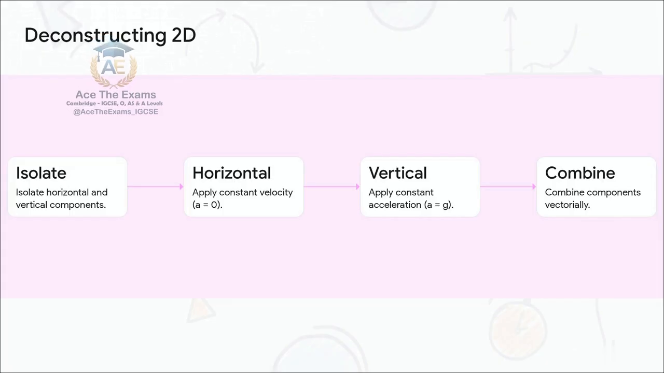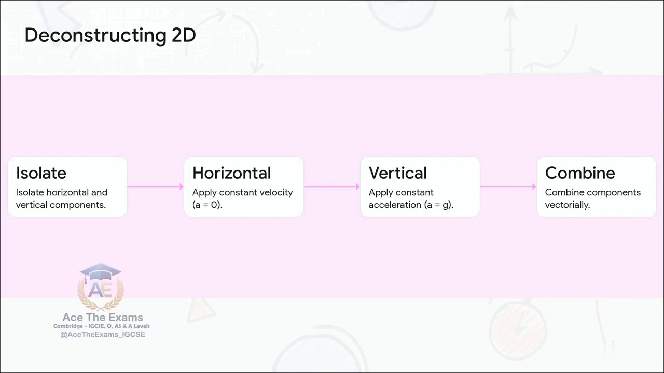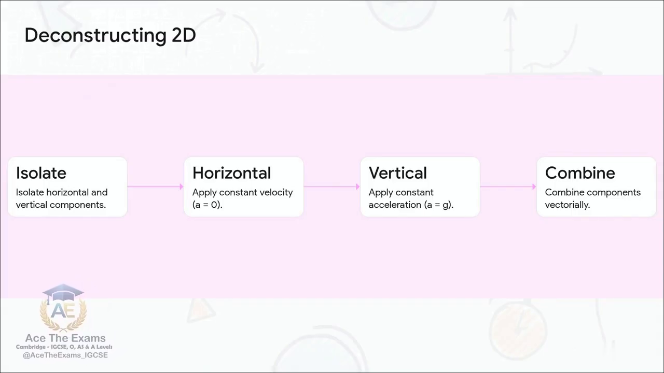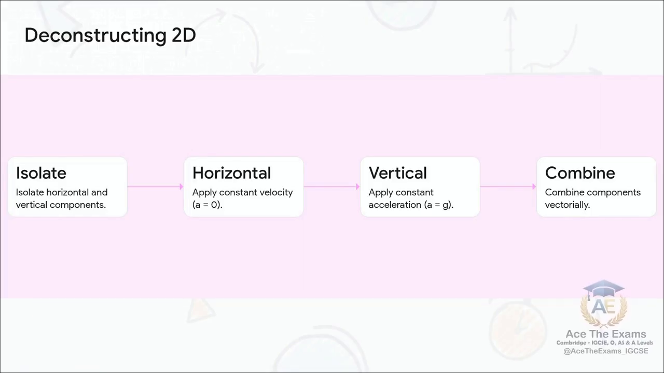Step 1, you must completely isolate the horizontal and vertical components of the initial velocity using sine and cosine trigonometry. Literally treat them as two entirely separate exam questions. Never mix them. Step 2, for the horizontal component, remember that acceleration is 0. There's no gravity pulling sideways. So the horizontal velocity remains perfectly constant for the entire flight. Just use distance equals speed times time.